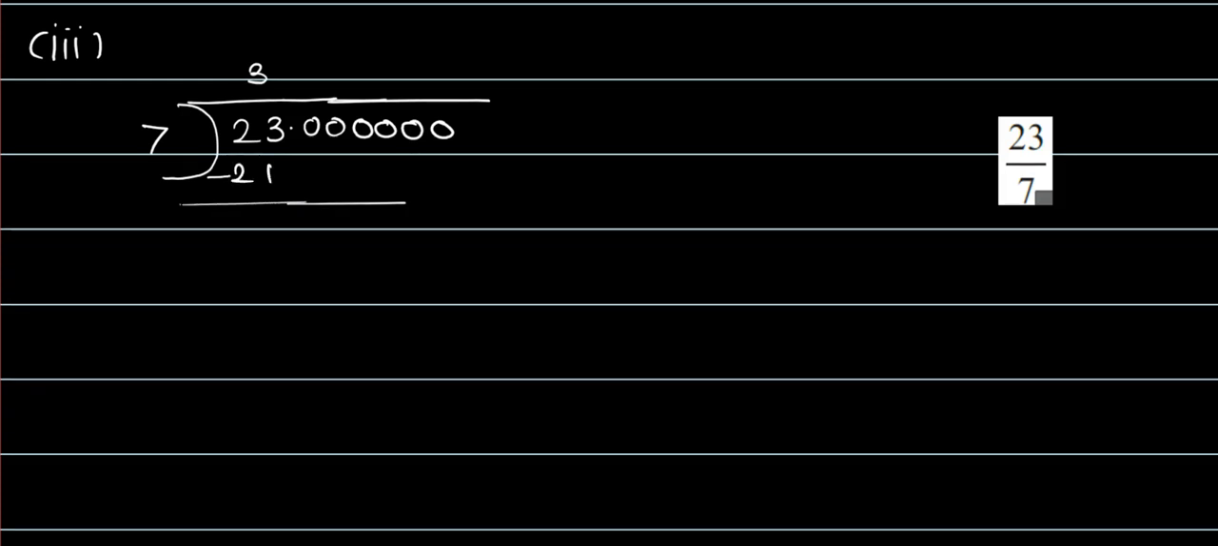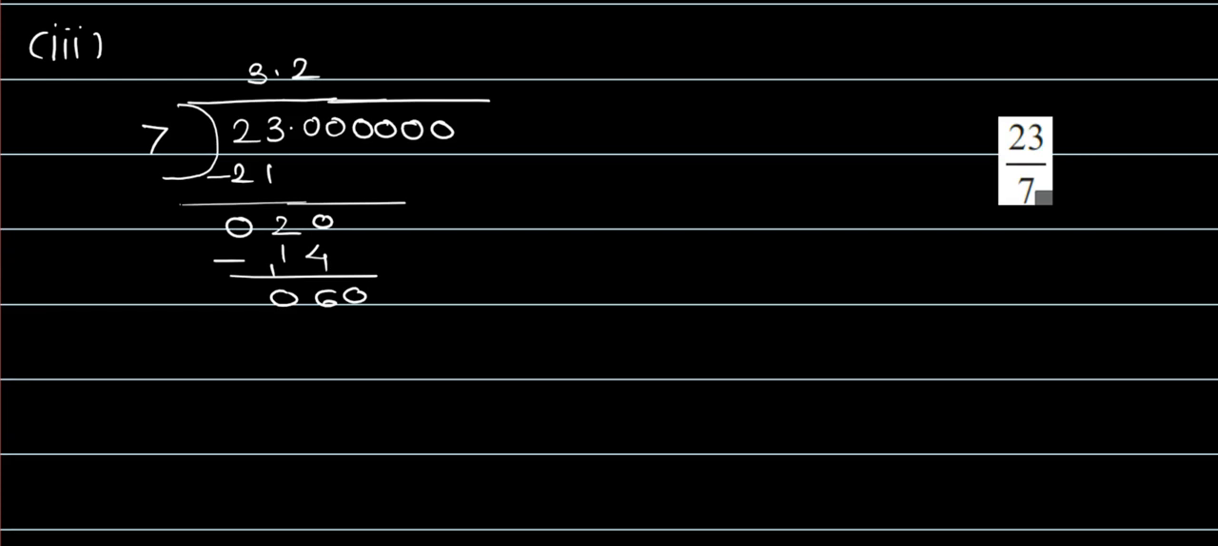Therefore, the first division gives 3. 23 minus 21, then you will get 2. Then point, the first 0. Second division, 20 minus 14, then the remainder is 6. Again 0.